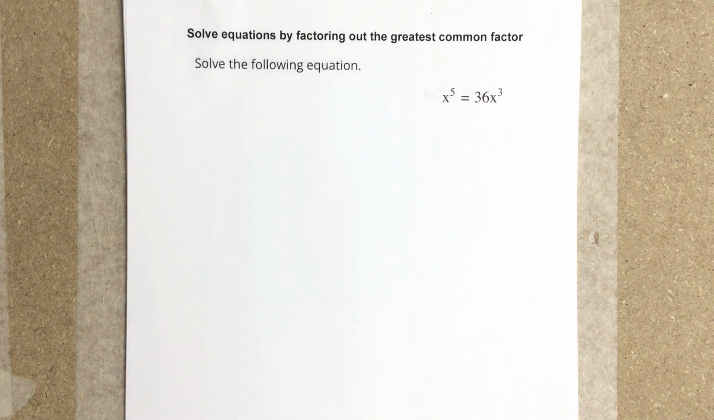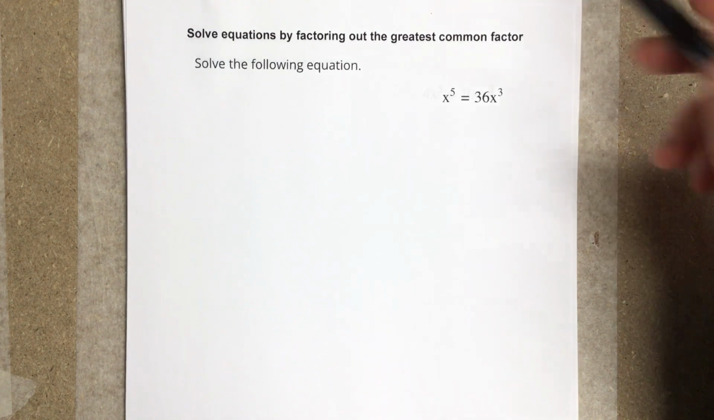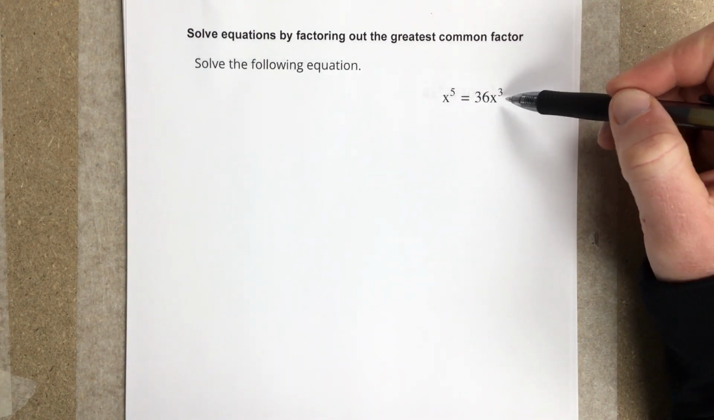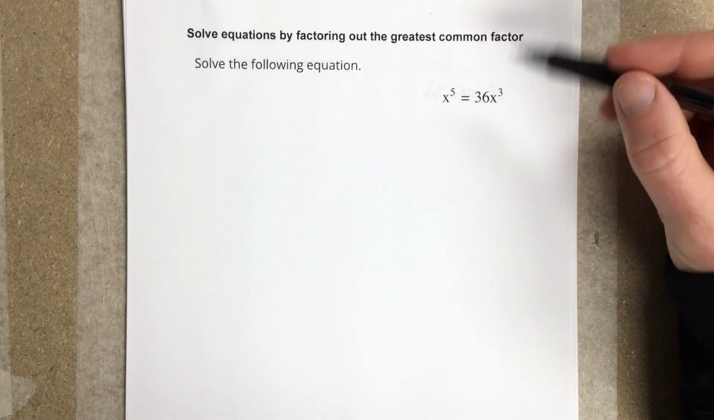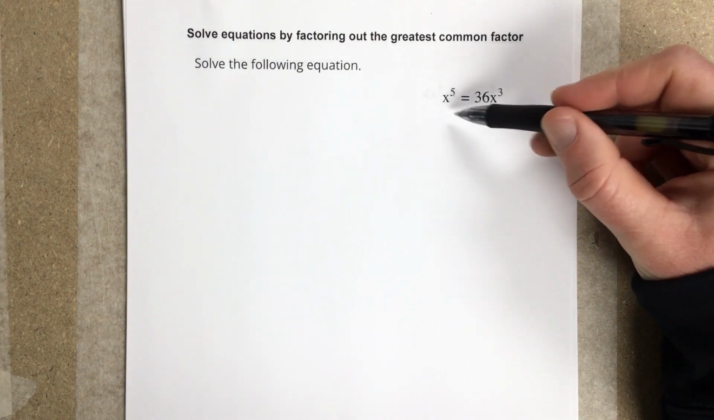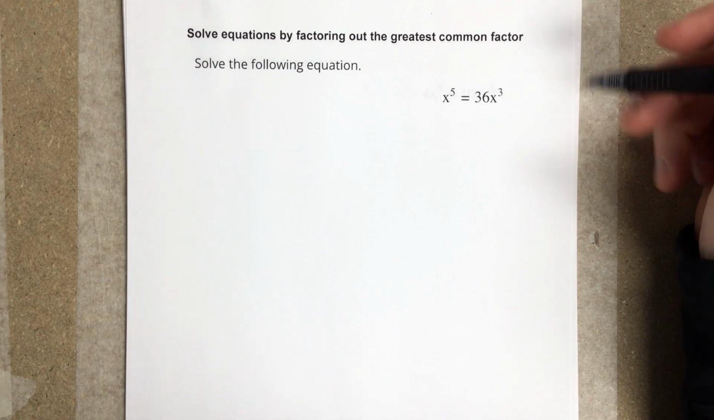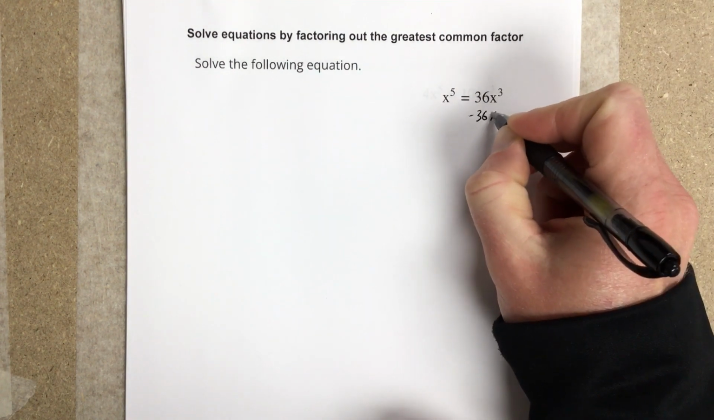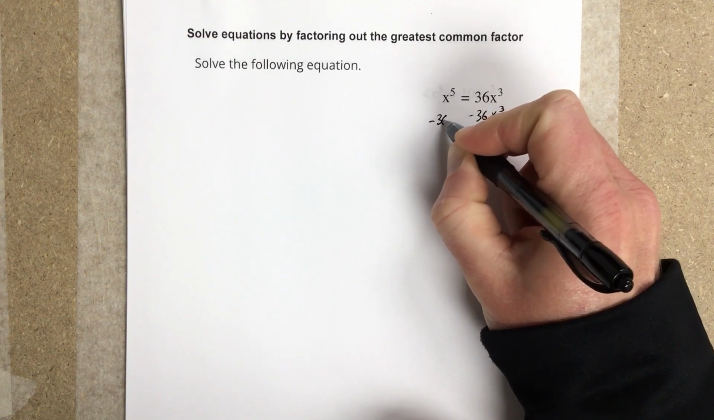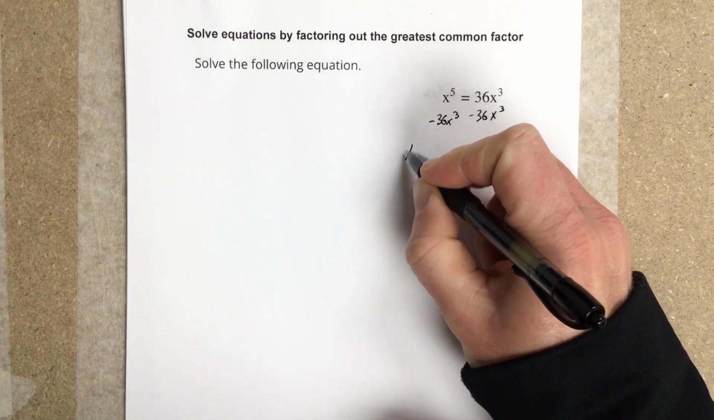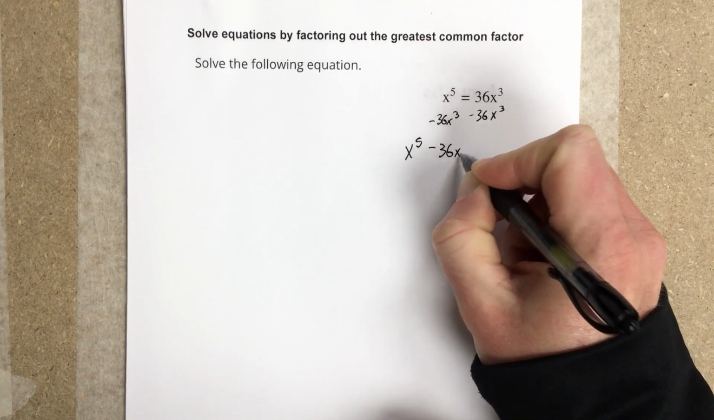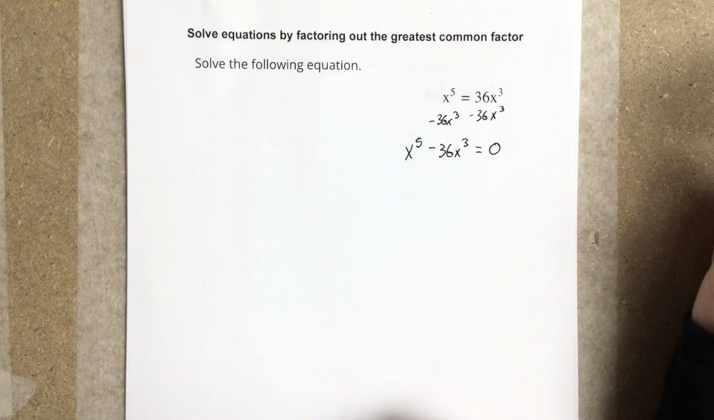In this video, we're going to solve equations by factoring out the greatest common factor. So solve the following equation. We have x to the fifth equals 36x cubed. So the first thing we want to do is get this polynomial set equal to 0. And to do that, we're going to subtract 36x cubed on each side. So I'll end up with x to the fifth minus 36x cubed is equal to 0.